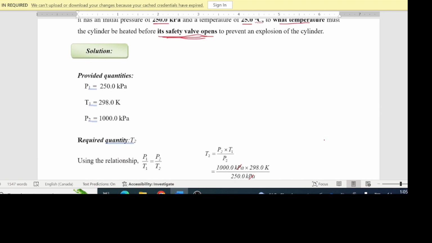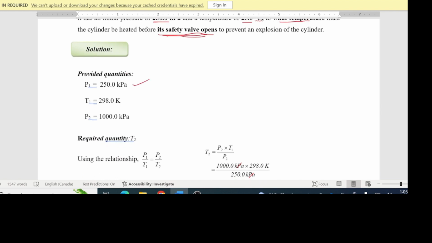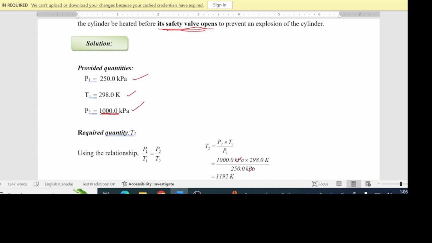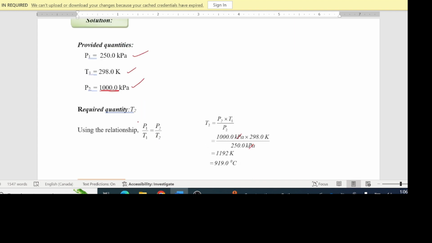See what you're given. You're given P1, you're given T1, and you're given the final pressure. That is the highest pressure it can withstand before the valve opens. Hopefully the valve is working well. If the valve doesn't work well, and you heat it up too much beyond that, then it will explode. Establish the equation here, and you're looking for T2.